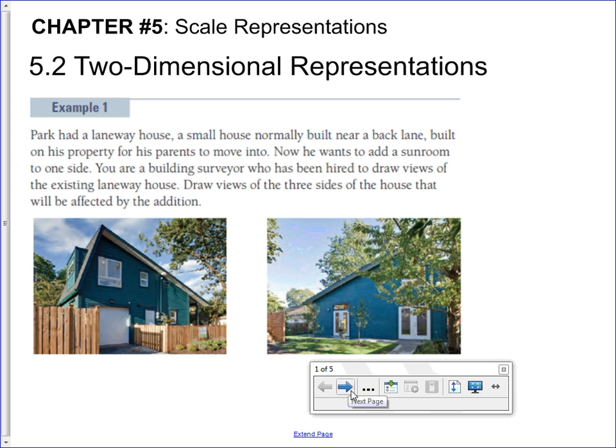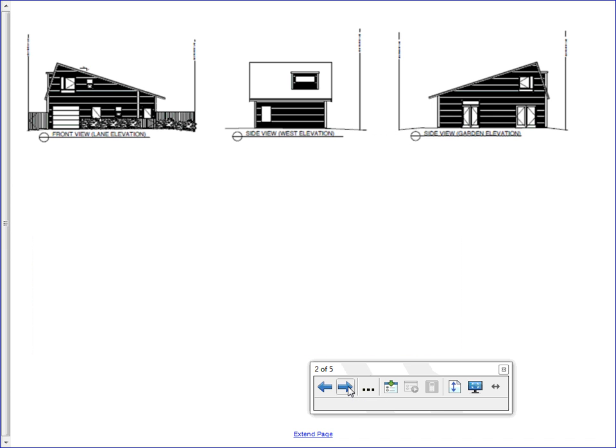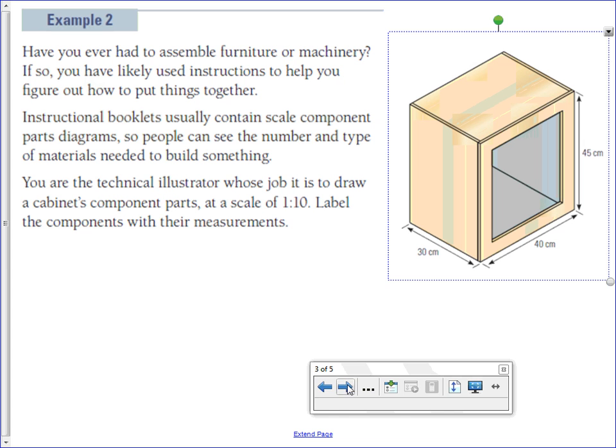In the first example you see here, this is a house that is on a lot which is near a back lane, which is your back alley. And he wants to add a sunroom to one side, and you've got to survey the house. So how do you draw the results of a survey? Well, you'll have to consider the front view of the home, the side view of the home, and maybe the back view as well. And you'll have to draw those carefully in order to analyze it. Now the question is, well, how do you go about doing that?